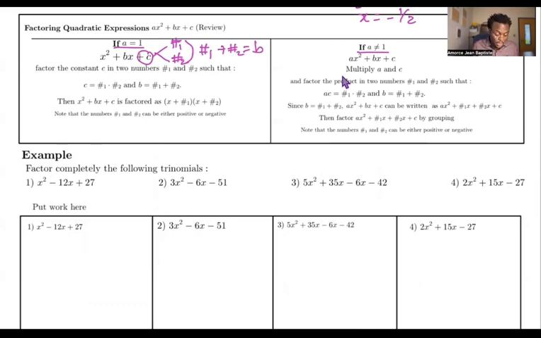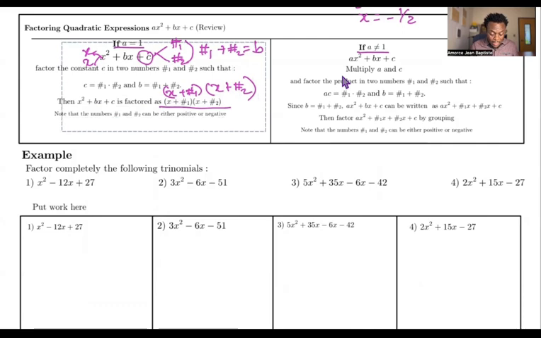Now, once you have that, you can think about splitting x squared into x times x, and then draw your answer as x plus the first number times x plus the second number. So first, you split the c into two numbers, and then x squared as x times x, and then draw the answer as two parentheses, with x plus the first number and x plus the second number. So that's the easy way.